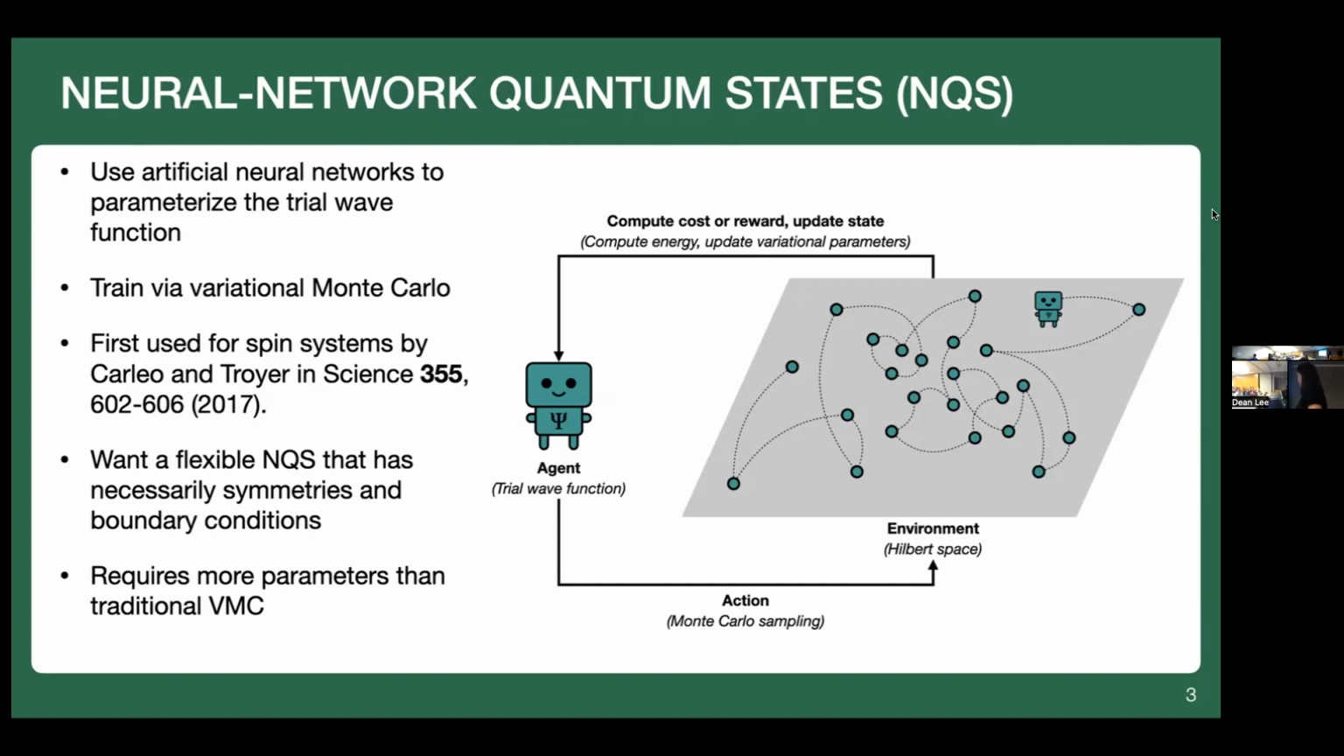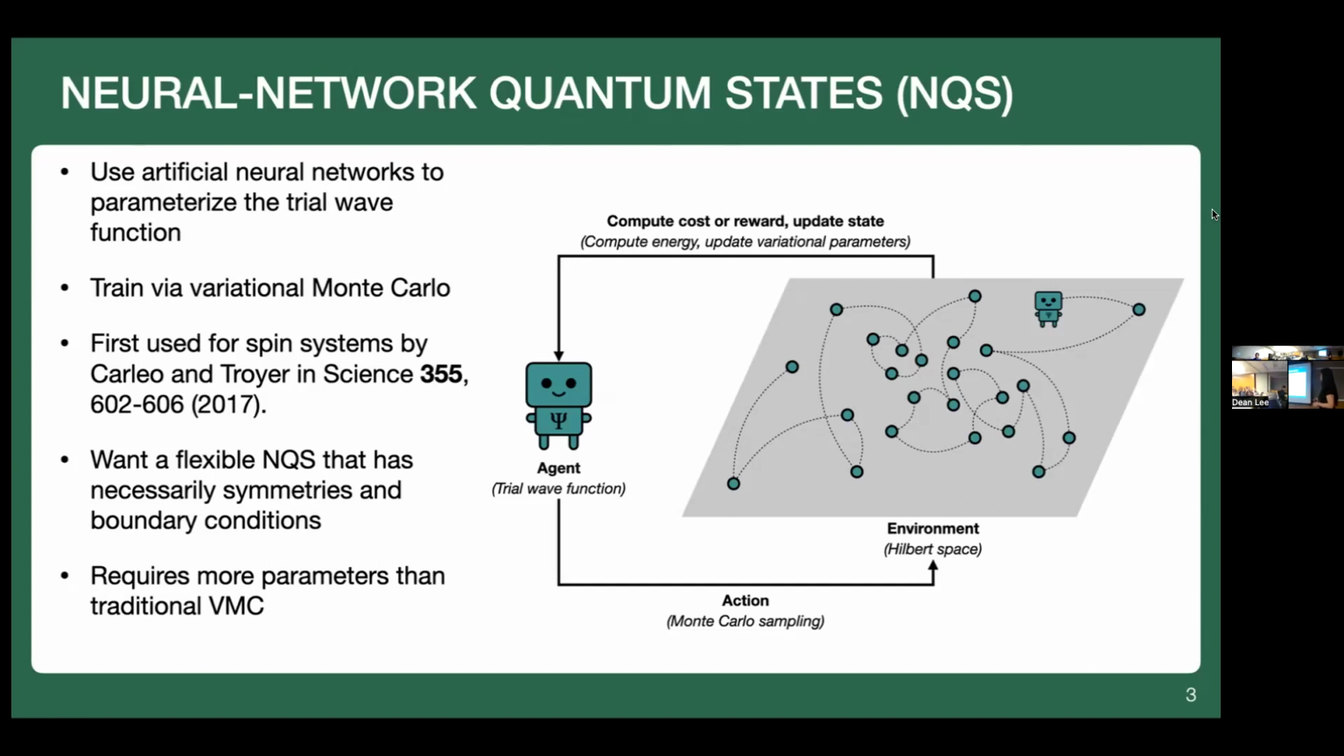But still, even as small as they can be, it still requires many more parameters than traditional variational Monte Carlo. So for example, for traditional VMC, maybe you need 10 to 100 at most variational parameters. We typically work around 10,000. That's still very small compared to millions or tens of millions.